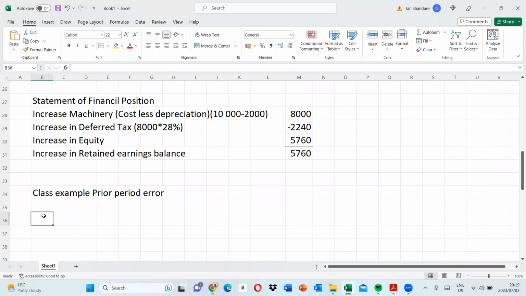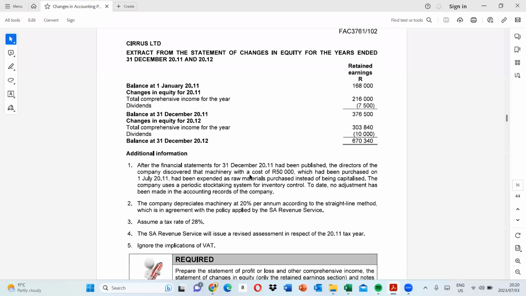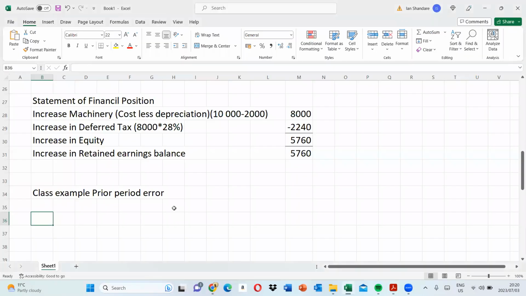Then you go to your prior period error note. All right, so you have to come to your prior period error note. You write down, of course, a small indication of what happened. In this case, you can record that machinery acquired at 50,000 was incorrectly recorded under raw materials. So you give a summary of what happened.